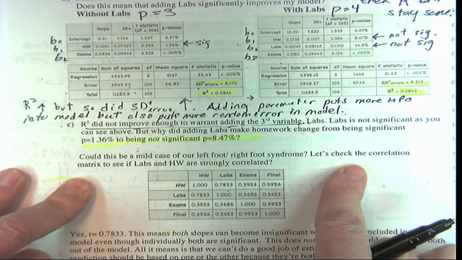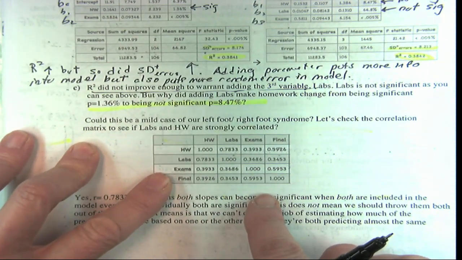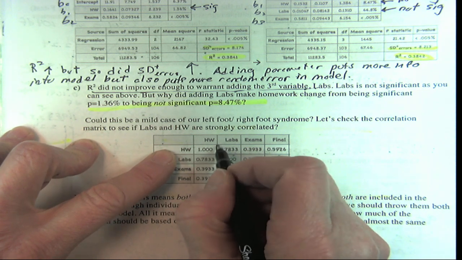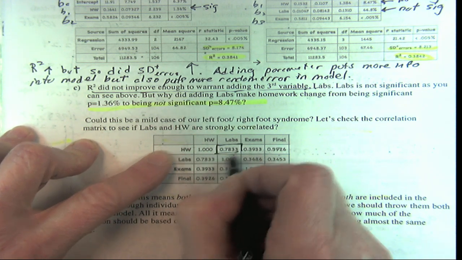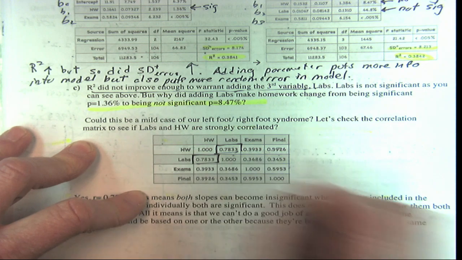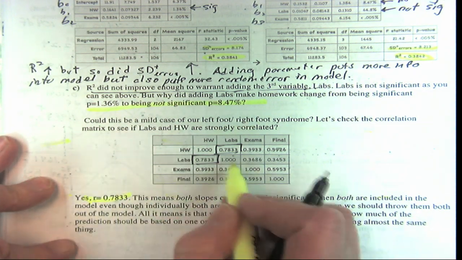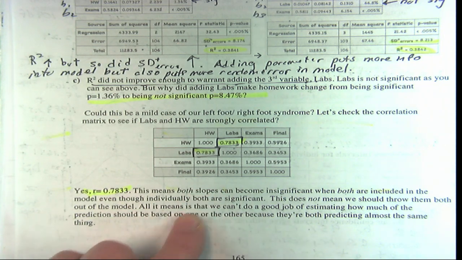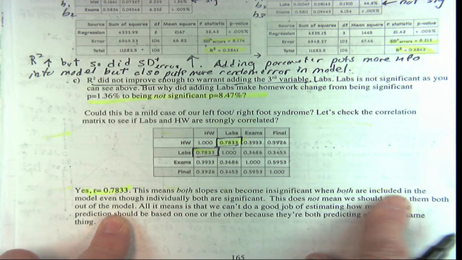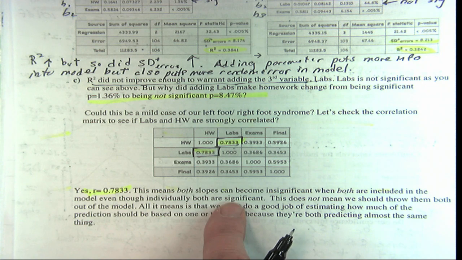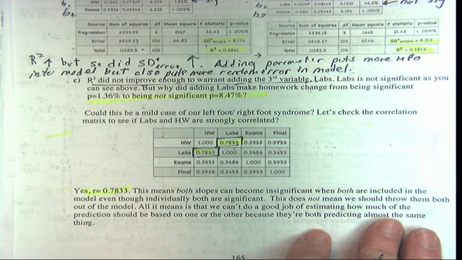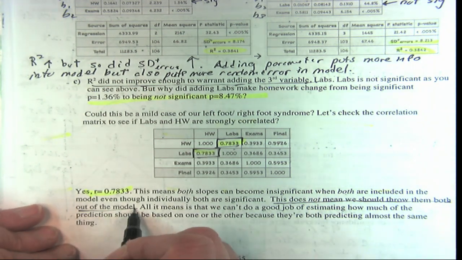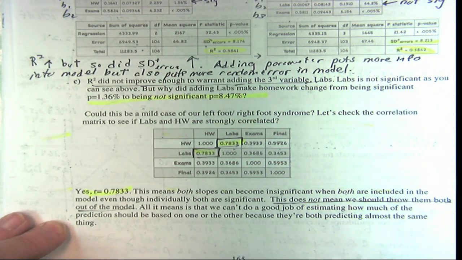All right. So here, let's check the correlation matrix. What we want to check is how labs and homework are correlated. And they have a very big correlation. This is what we're checking right here. Yes, they're very correlated. This means both slopes can be insignificant when both are included in the model, even though individually both are significant. That doesn't mean we should throw them both out. That absolutely doesn't mean that. You want to include one, just not both.